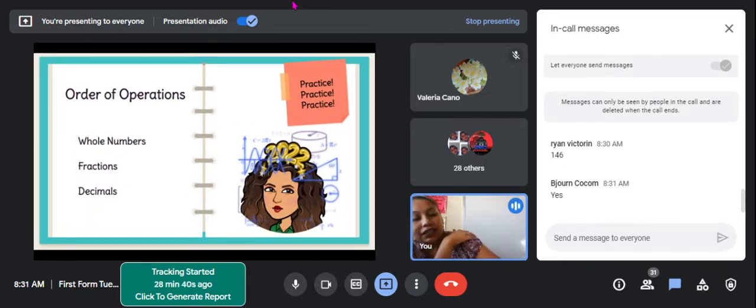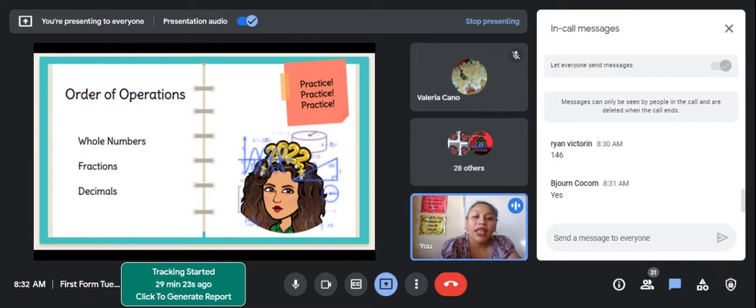Okay, so now the last thing that we're going to be talking about right now is order of operations. Order of operations is a little bit more complex than what we have done right now. But you guys should know how to do order of operations for whole numbers, for fractions, and for decimals. You should be able to solve order of operations that gives you all of those. All right?